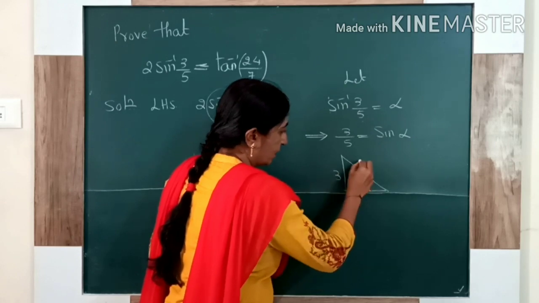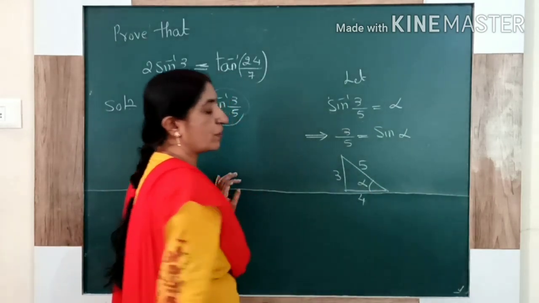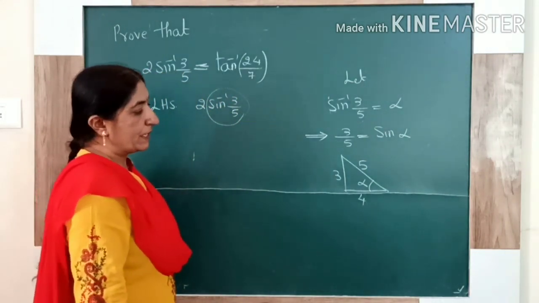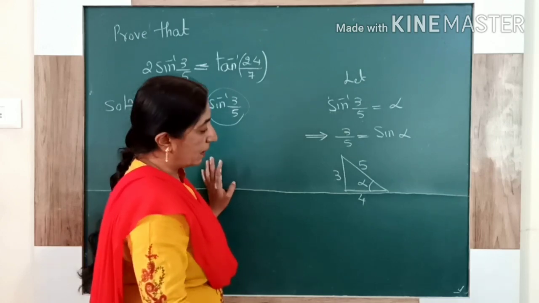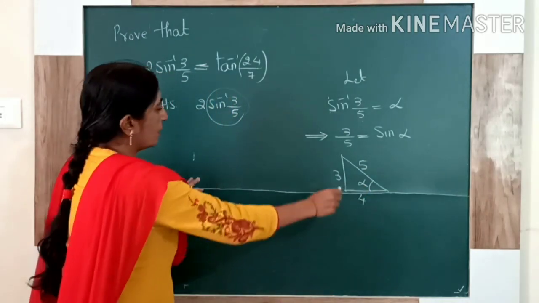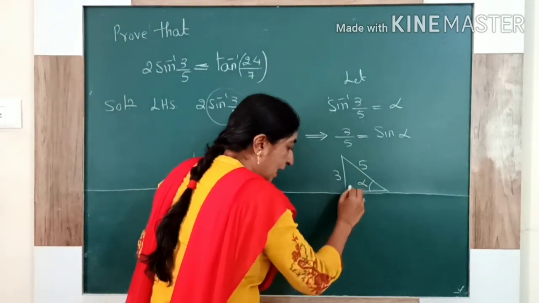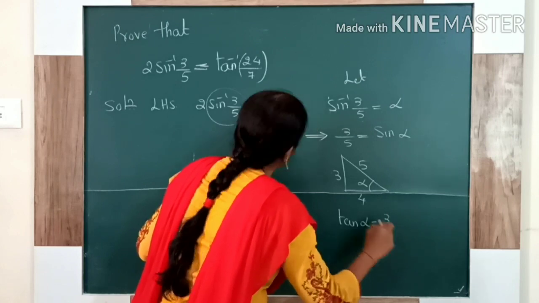This is opposite, this is hypotenuse. If it is 3, 5, automatically without calculations you can write 4, because you are familiar with the Pythagoras. Right angle triangle means first you remember the Pythagoras theorem and the Pythagoras triplets. With the help of this triangle, write down tan alpha. Tan alpha is 3 by 4.